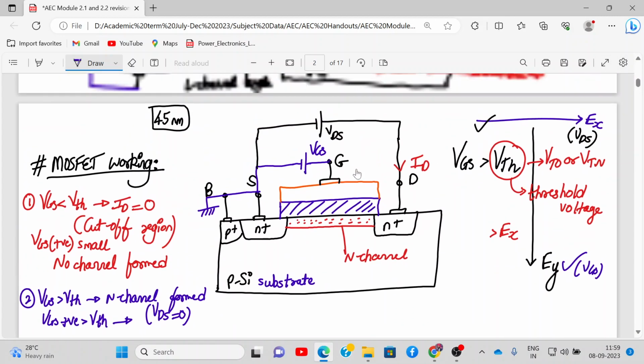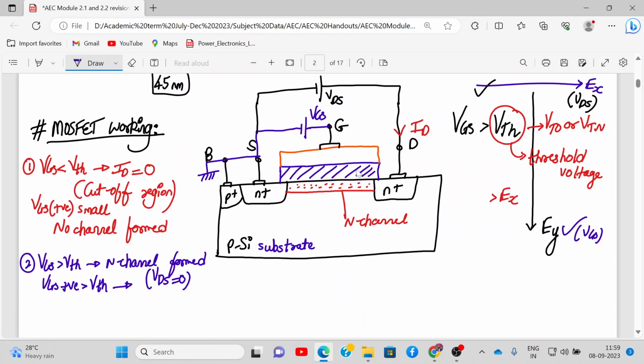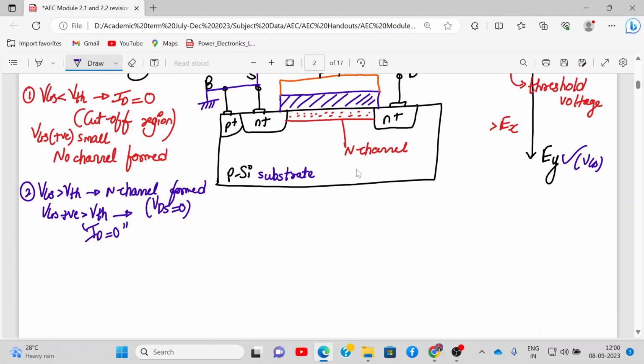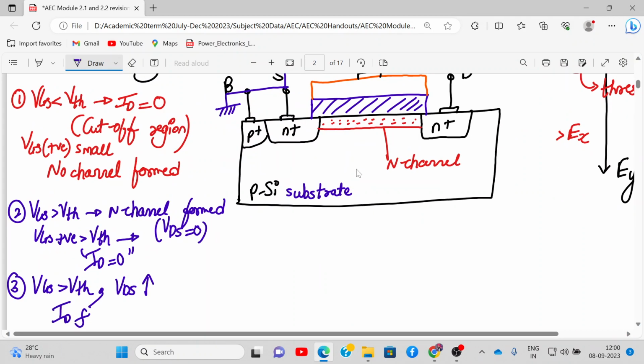So can you tell me what will happen now? Nothing. Now the MOSFET is eligible to conduct, but it does not conduct because there is no potential difference between drain and source. There is no difference at all, so we cannot have any current flow. Here also the current is 0. Now when we apply VGS greater than VTH and we apply VDS also, then the channel is formed and the current flows.